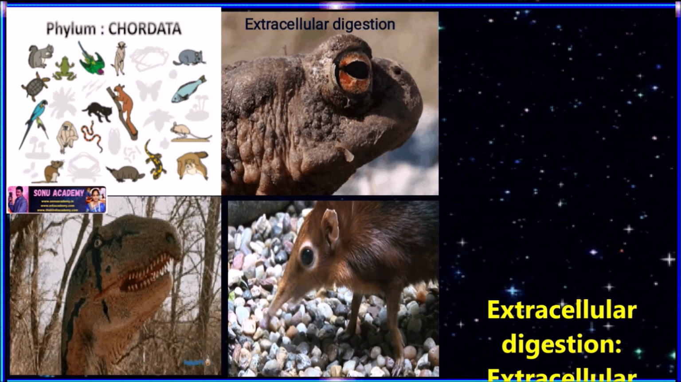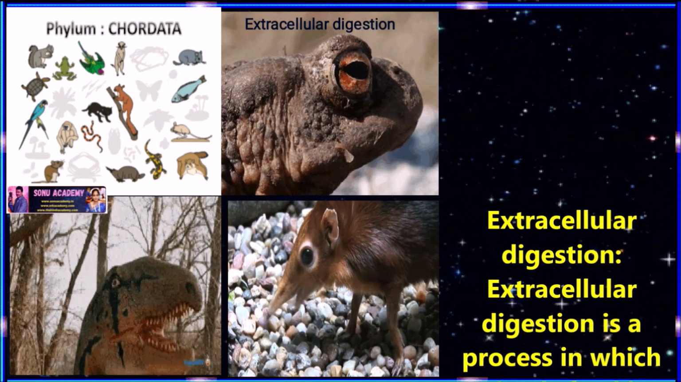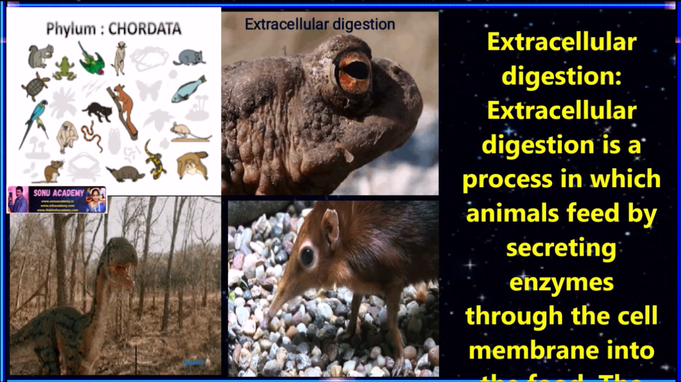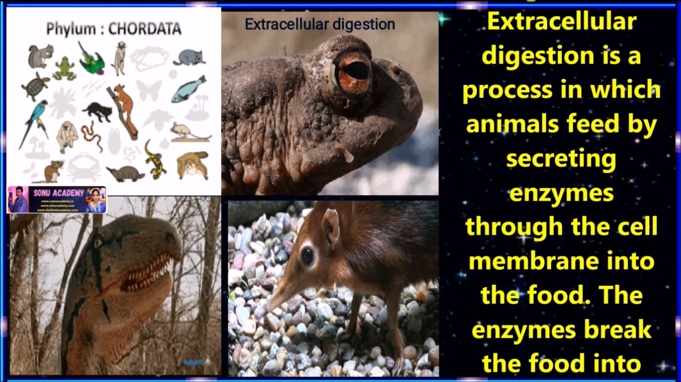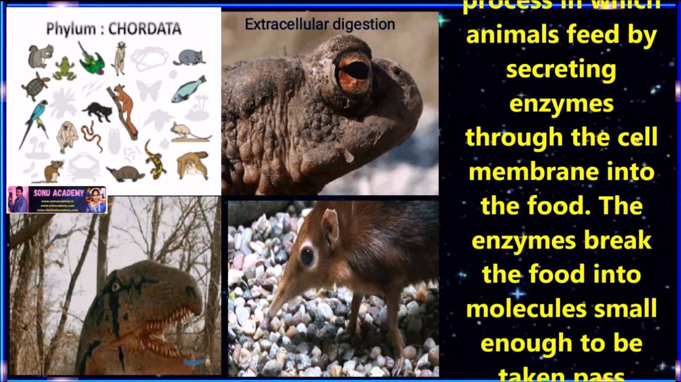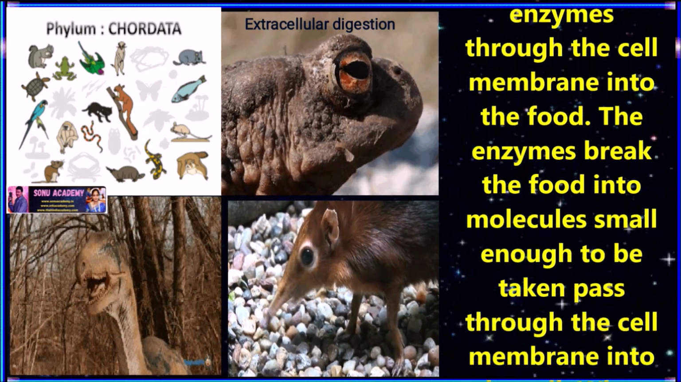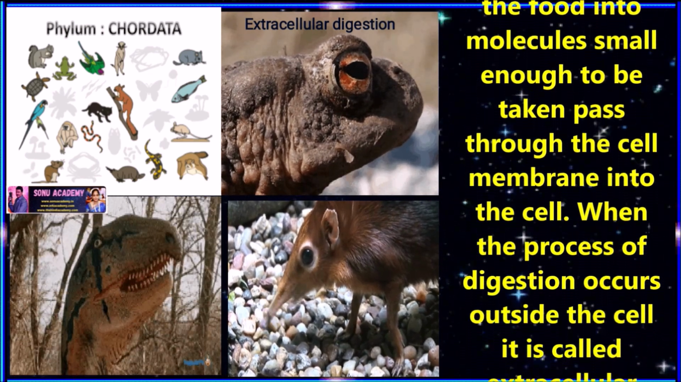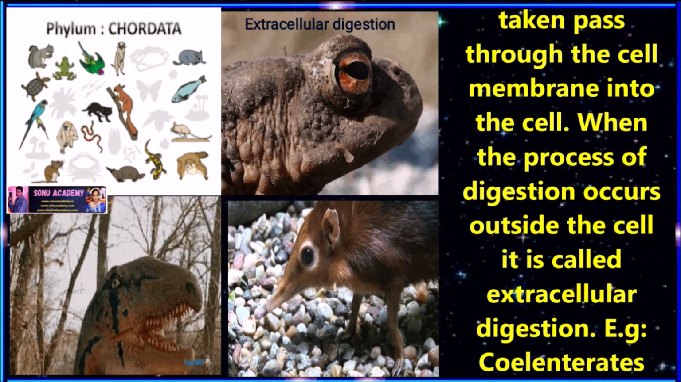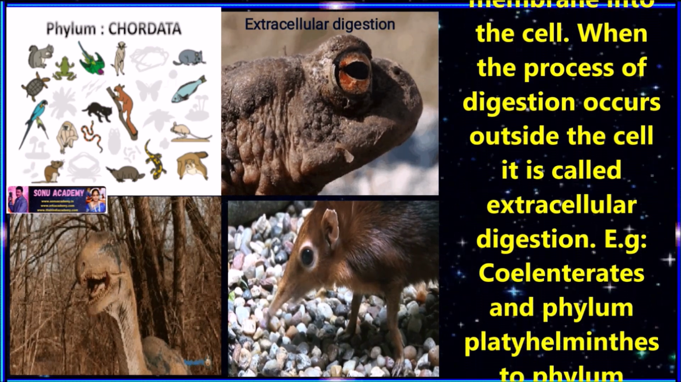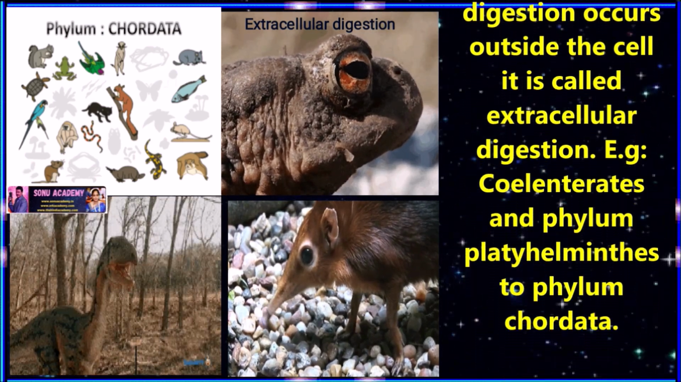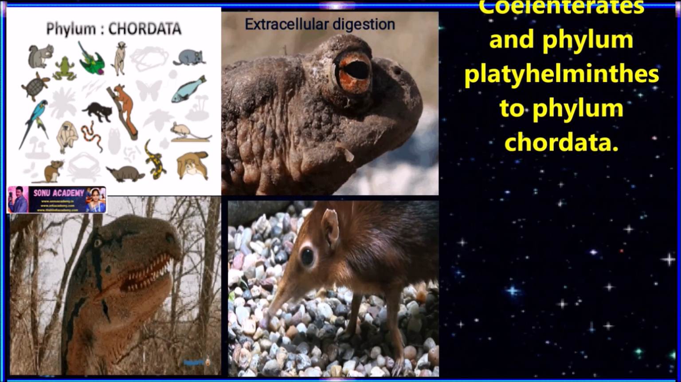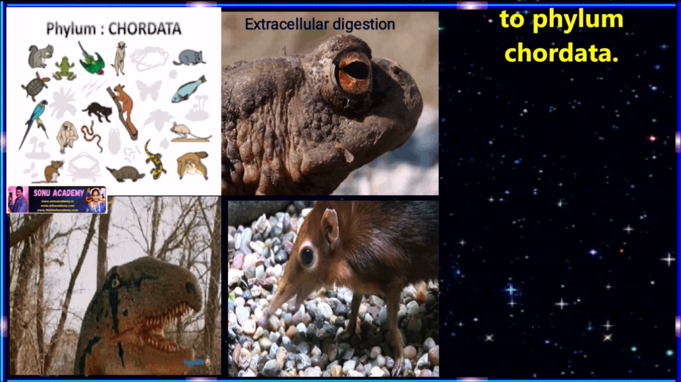Children, now let us see what is extracellular digestion. Extracellular digestion is a process in which animals feed by secreting enzymes through the cell membrane into the food. The enzymes break down the food molecules into pieces small enough to pass through the cell membrane into the cell. When the process of digestion occurs outside the cell, it is called extracellular digestion. Examples: coelenterates and phylum Platyhelminthes to phylum Chordata.